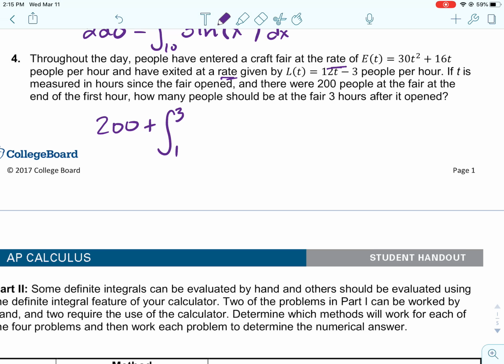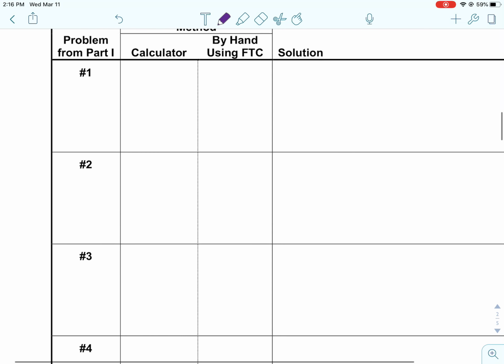Why don't you do the e prime of t? E of t is a rate already. Both of these are rates. Yeah, we put in the numbers for it. So 30. What do you do with E of t and L of t to figure out how many people are in the fair? Subtract, okay. This is all I did. Now, if you put in the numbers, it would be 30t squared plus 4t plus 3 dt, right? Okay.